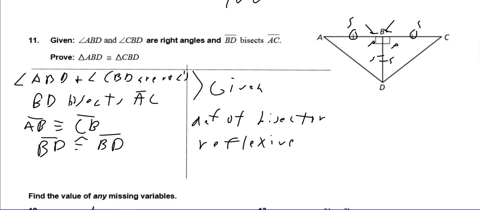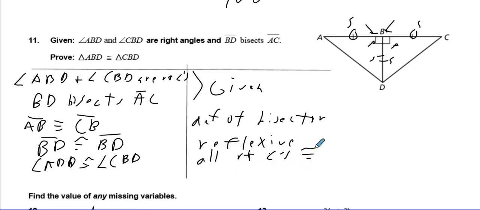Now we should have one more in there. It's kind of a nitpicky one, but we should say that angle ABD is congruent to angle CBD. All right angles are congruent because they're all 90. And then at this point, we can say the triangle ABD is congruent to triangle CBD by SAS.